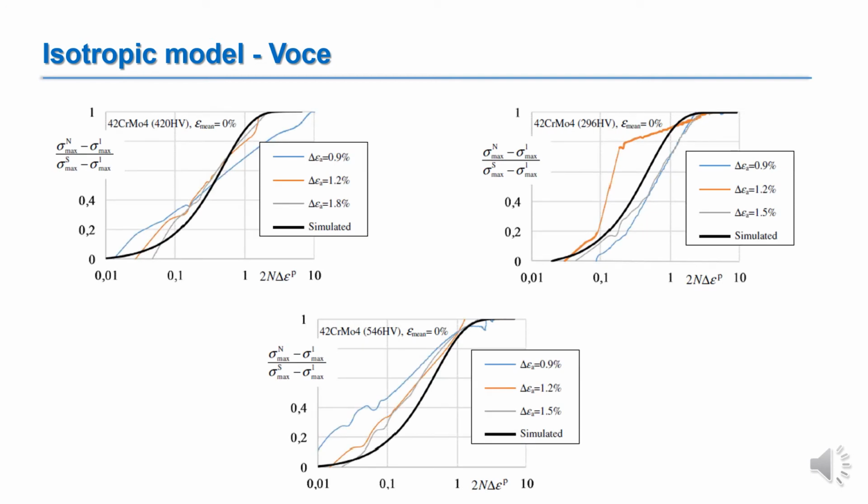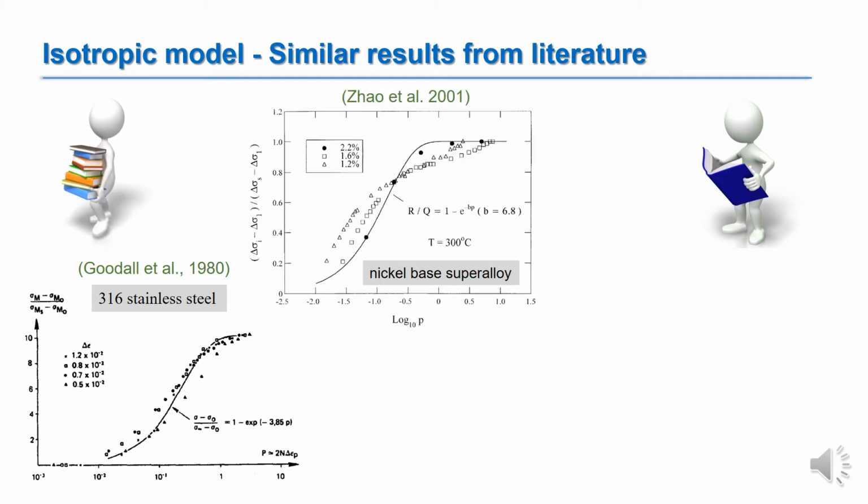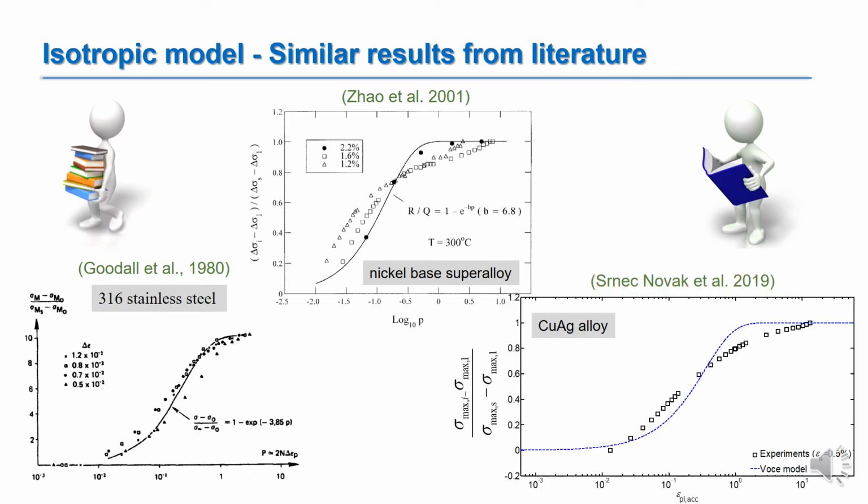We can see from the figures that a similar inconsistency was also observed for other strain amplitudes in case of 420, 296, and 546 HB. A similar problem was detected also by Goodall investigating behavior of stainless steel, then Zahal for nickel-based superalloy, and also by us, me and my colleague, during calibration of material parameters for copper-silver alloy.